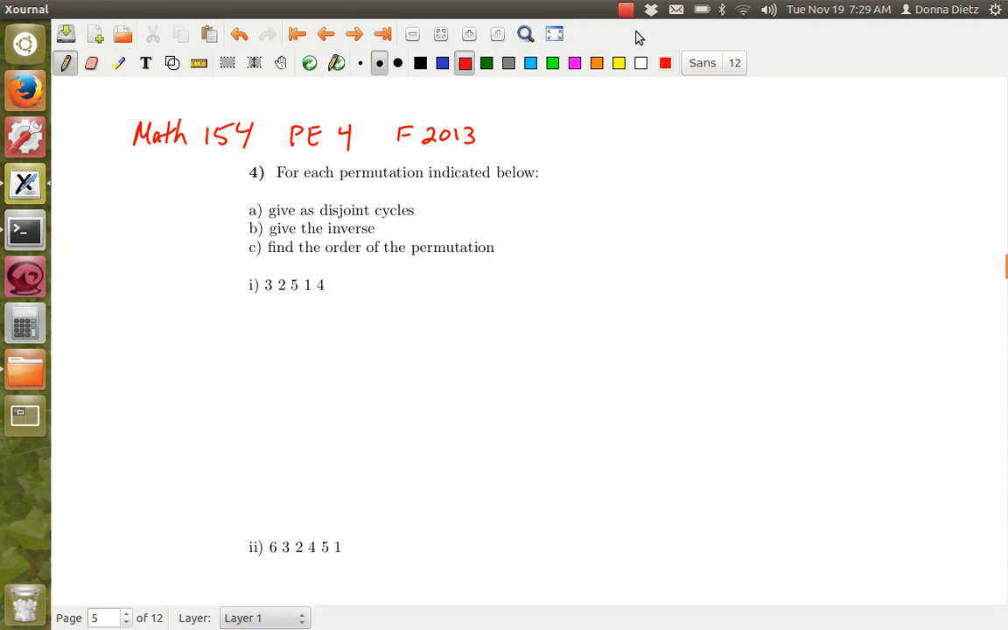For each permutation indicated below, do each of these three: A, B, C. I think that caused a little confusion in class because people were confused about when I was doing which section. So I'll try to clarify that.